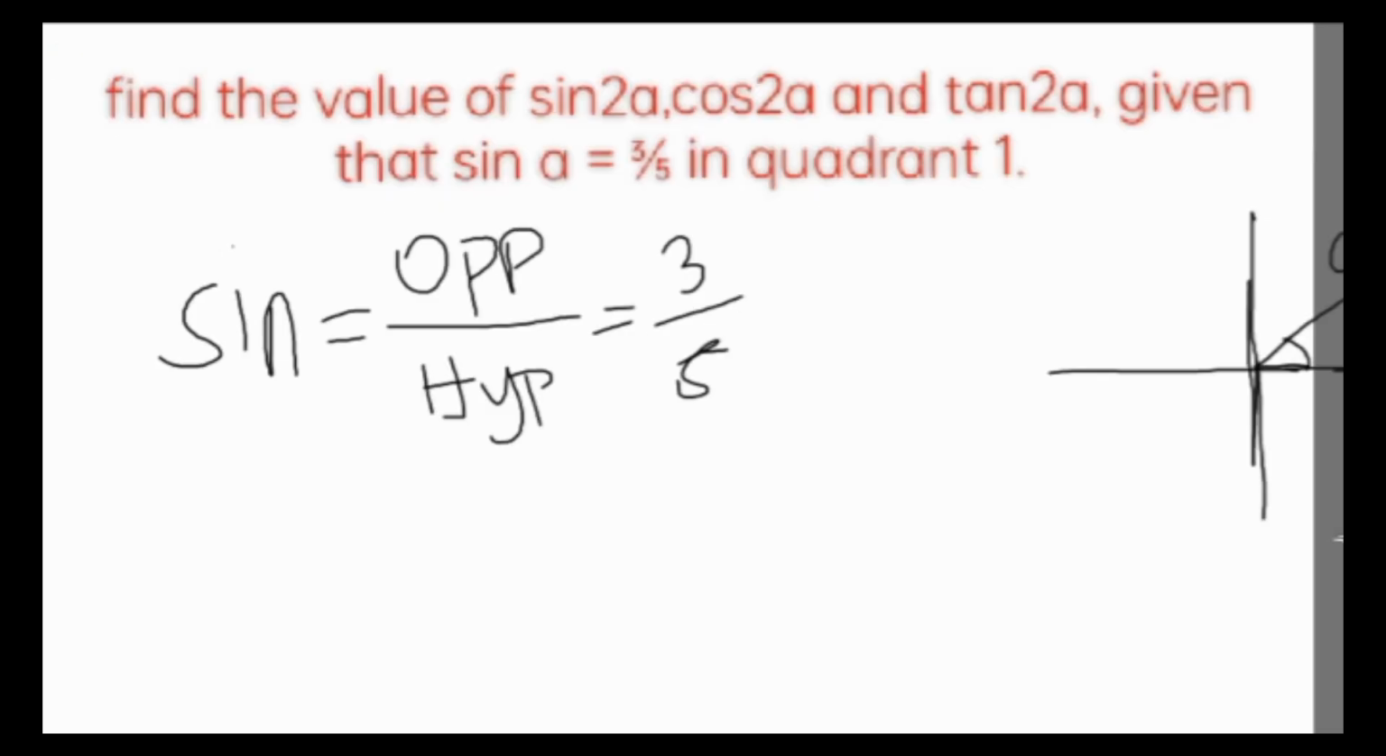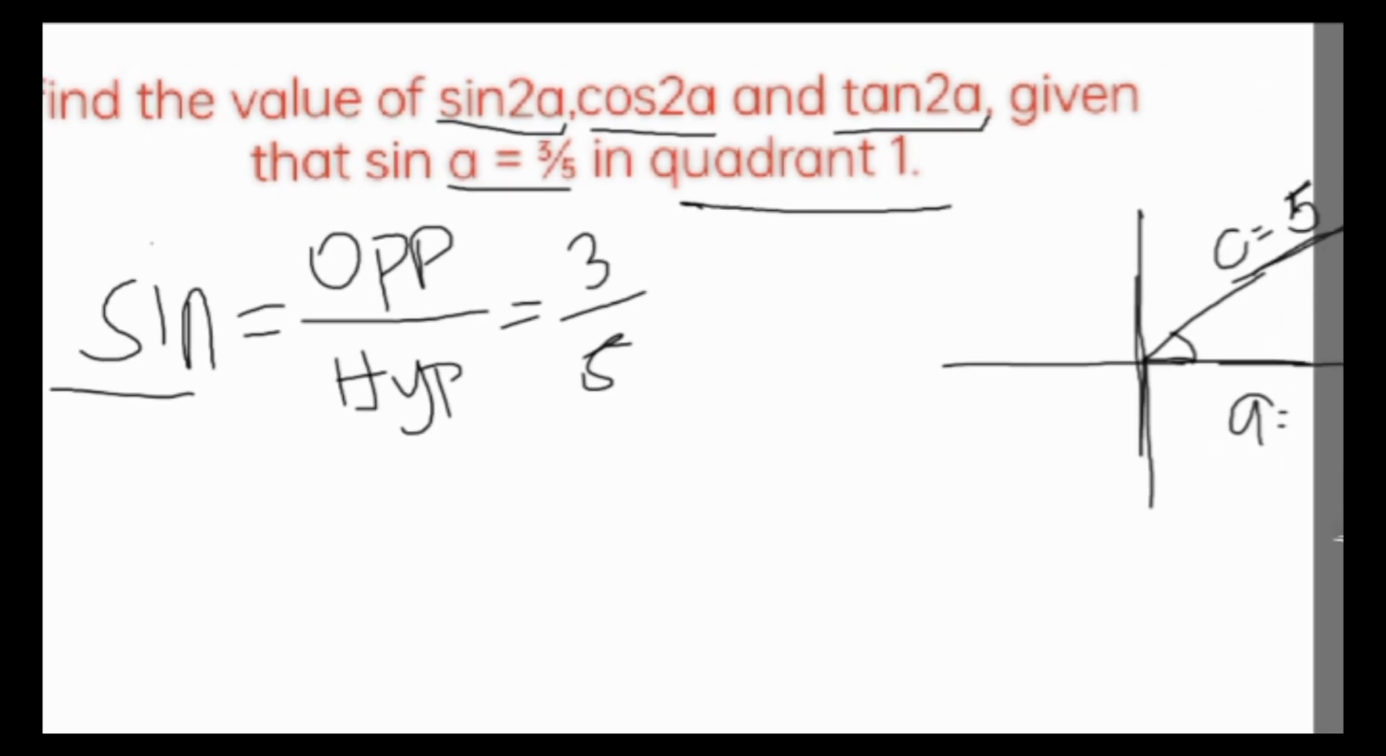So we are here with an example problem for the double angle formulas. Find the value of sine of 2a, cosine of 2a, and tangent of 2a, given that sine of a is equal to 3/5 in quadrant 1. We know that in quadrant 1, all are positive. So sine of a, we all know, is opposite over the hypotenuse.